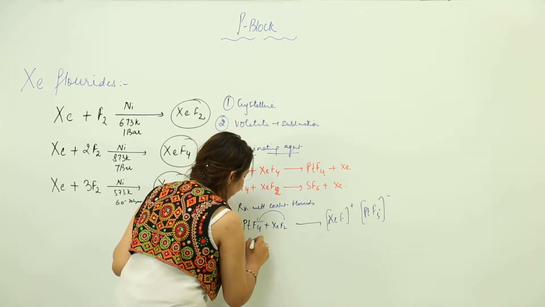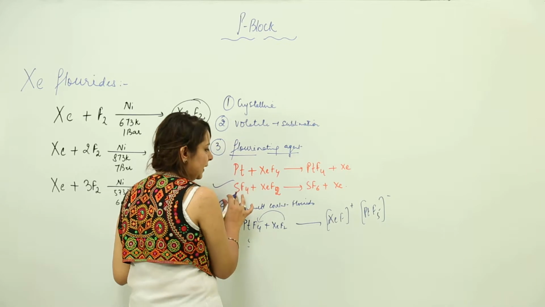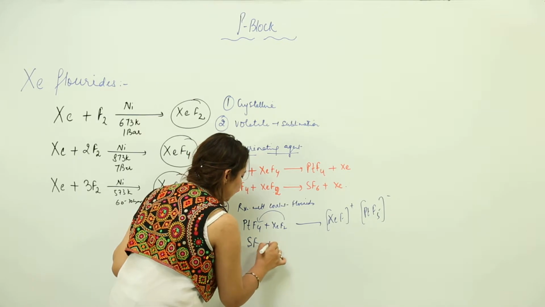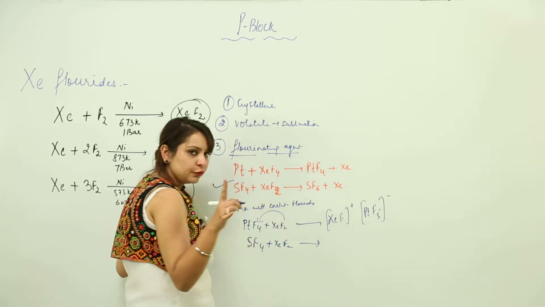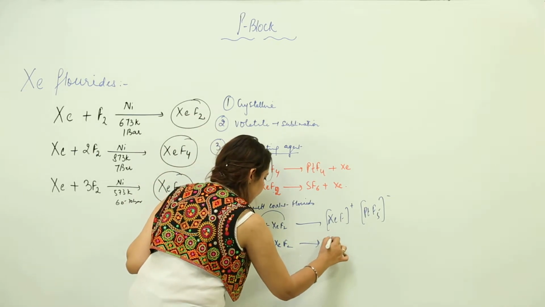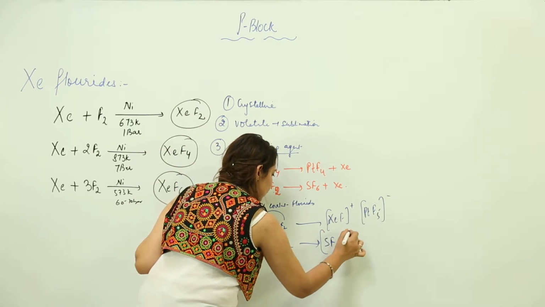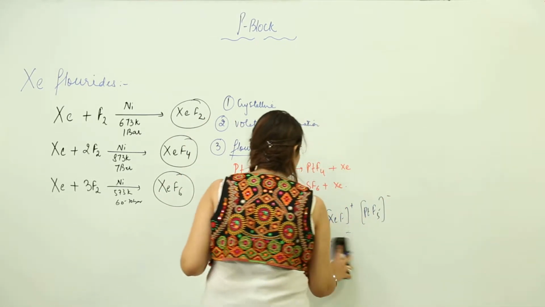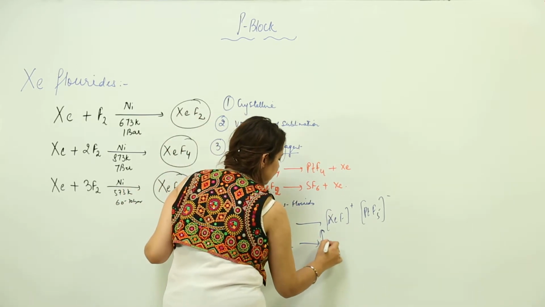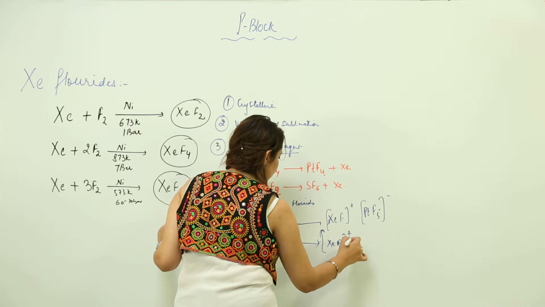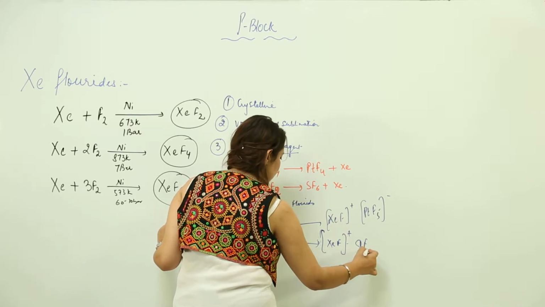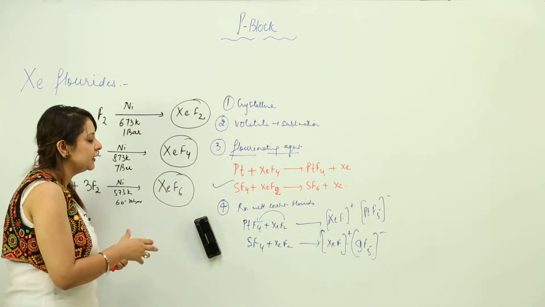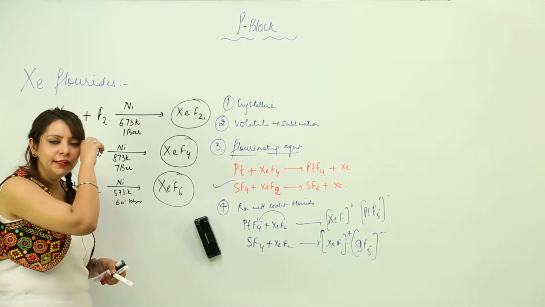Likewise, in this case we have seen the same way, but here it donates only one fluorine in one step. So it will become SF5 negative. First I will write the positive part: XeF positive and SF5 negative. Again you can see that it is oxidizing, and this is its reaction with covalent fluorides.